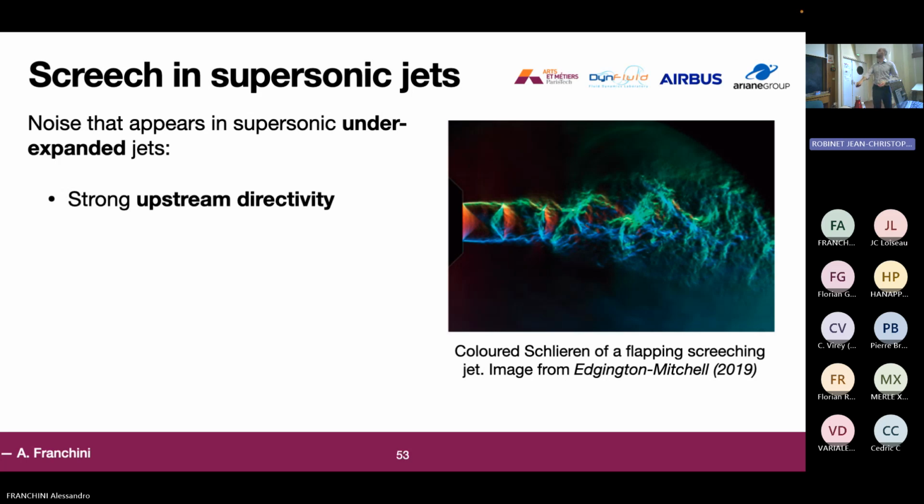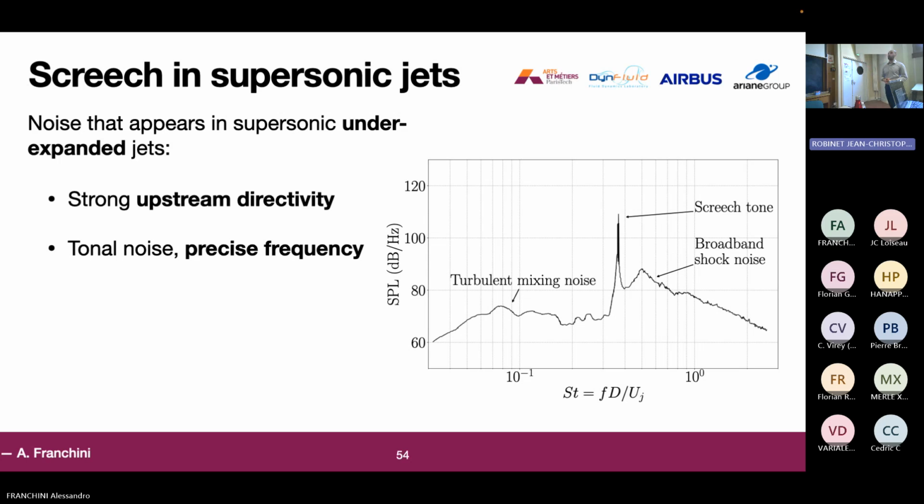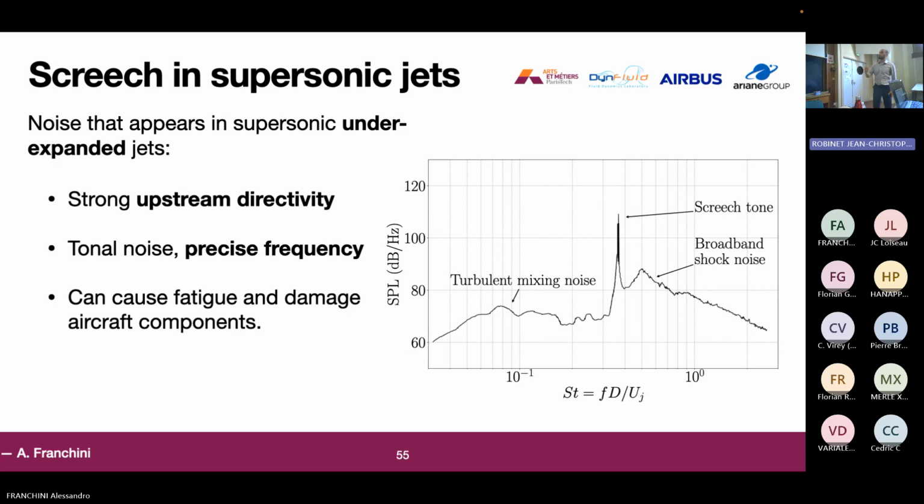So if we look, for example, at an acoustic spectrum of a supersonic jet, you can see that there are three components that appear in an underexpanded jet. There's the turbulent mixing noise, at low frequency, coming from the hydrodynamic instability of the jet. There's the broadband shock noise, which appears when the downstream propagating waves interact with the shock cell structures. And then the one that we want to study is the screech tone, which is this precise peak of tonal noise that appears in between these two broadband noises. This kind of noise can cause sonic fatigue and can damage aircraft components when it's too loud.